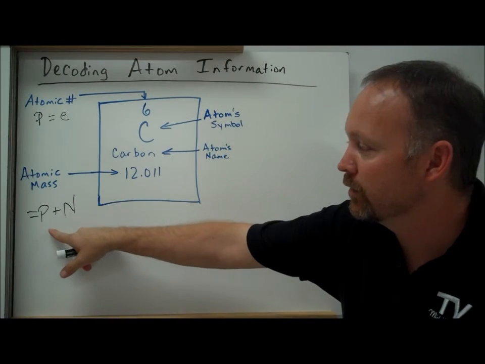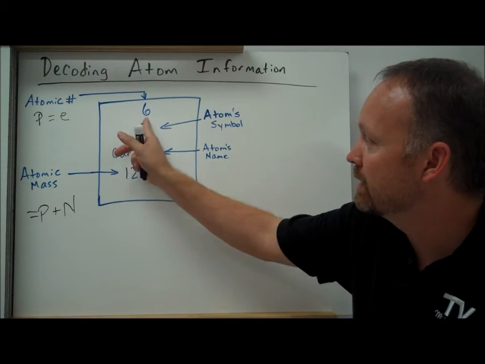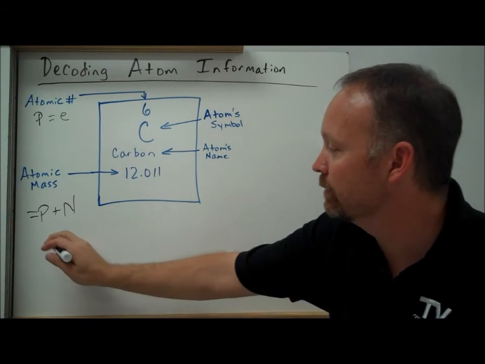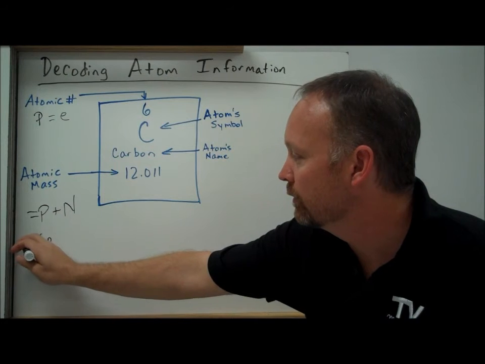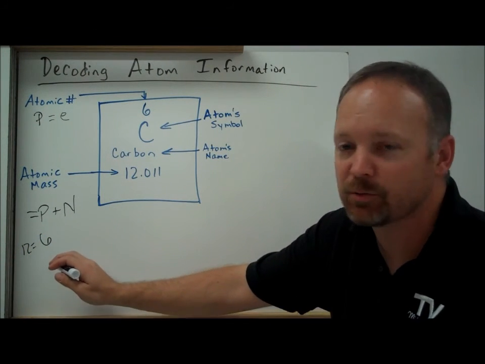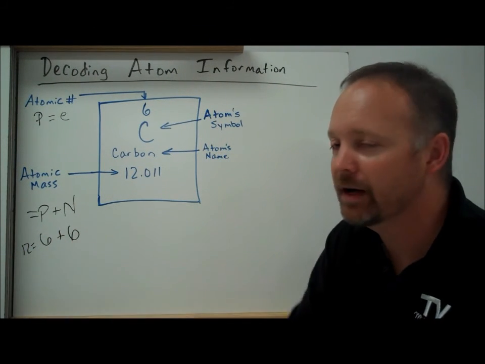So the atomic mass equals our protons plus our neutrons, and we know from the atomic number that our atomic number equals 6. So your mass number is 12, 6 of those are protons, that means that 6 of those also have to be neutrons.